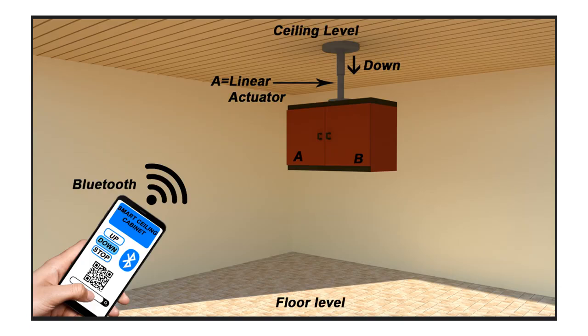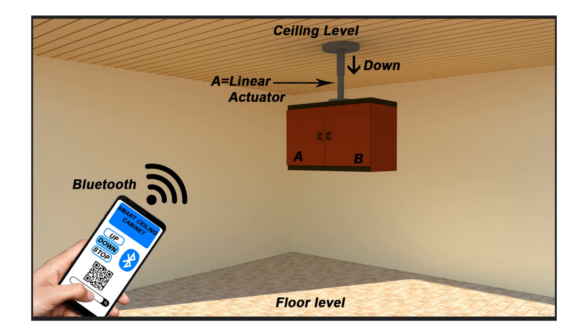This slide shows how to move the cabinet down. First, the user presses the down button in the MIT app on the Android mobile phone. The user can also adjust the height of the linear actuator by pressing the stop button. The linear actuator will stop moving according to the height level needed.